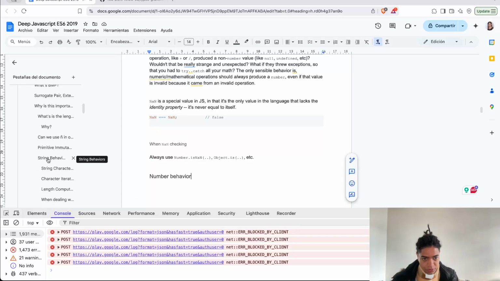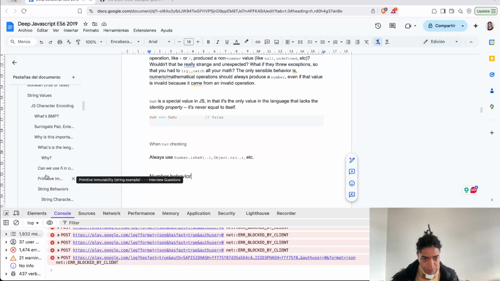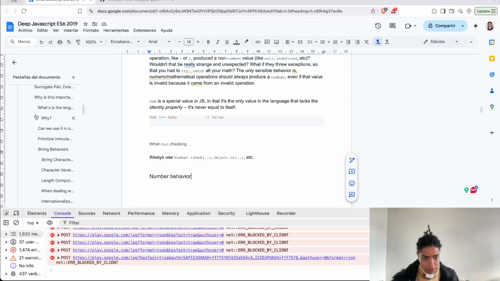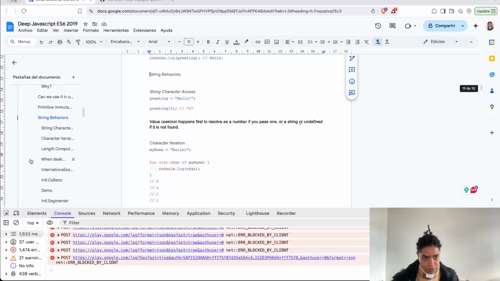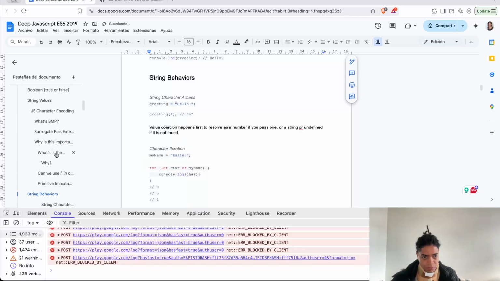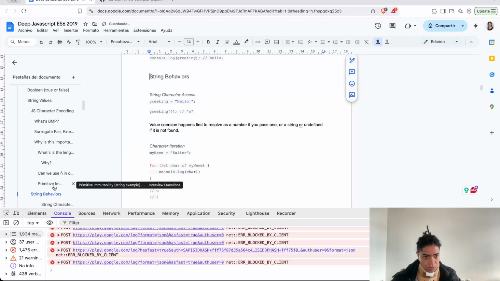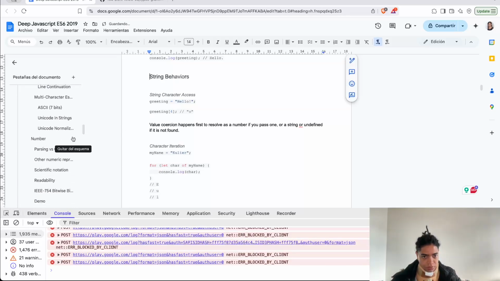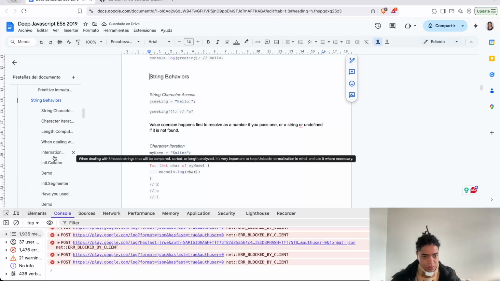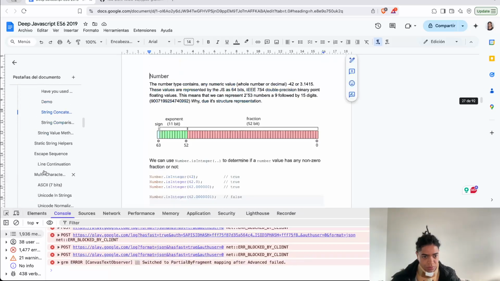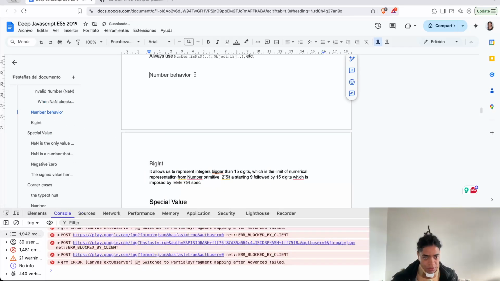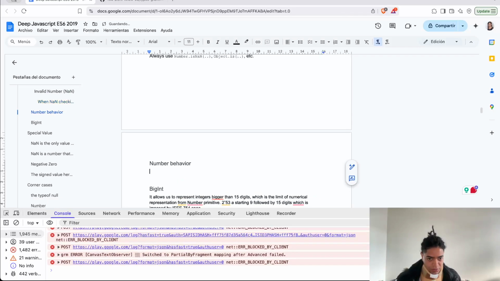Similar to string behavior. Exactly. String values and the string behaviors. String values and the string behaviors, and then when we reach number, it is the number and the number behavior. All right, let's get into this.